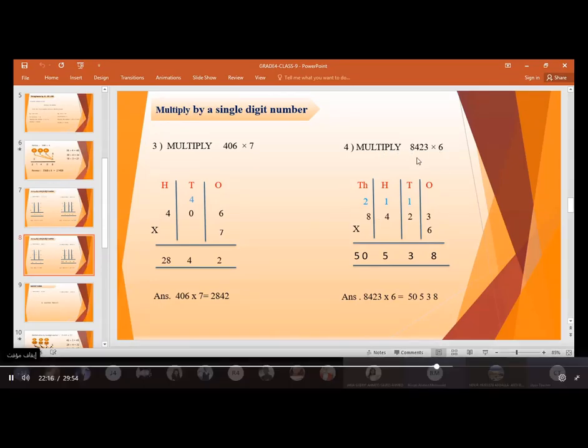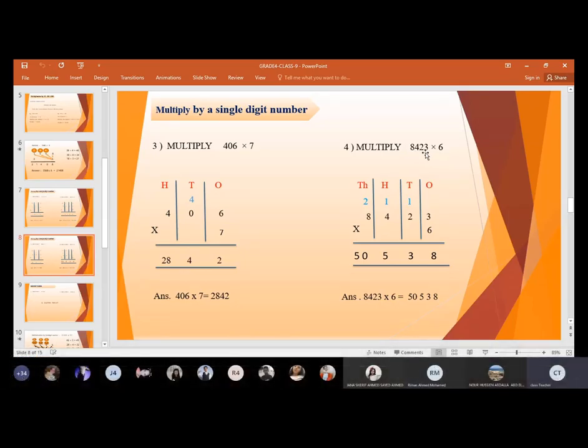Here the number is a 4-digit number. 8,423 is multiplied by 6. According to the place value, write that number 3 in the ones place and 2 in the tens place and 4 in the hundreds place and 8 in the thousands place. The number is multiplied by 6.